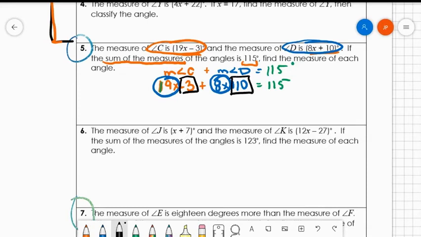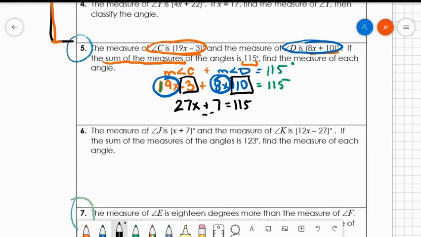So when I put those things together, what that's going to give me is 27x. Negative 3 plus 10 gives me positive 7. Now I've cleaned that up a little bit. Now this should look a little bit easier to us.